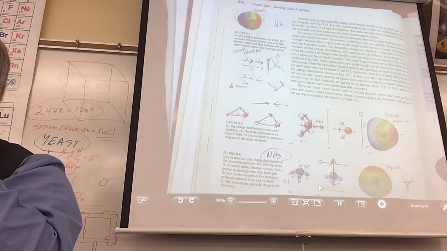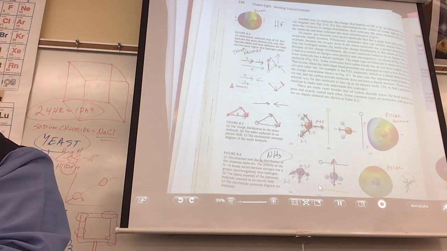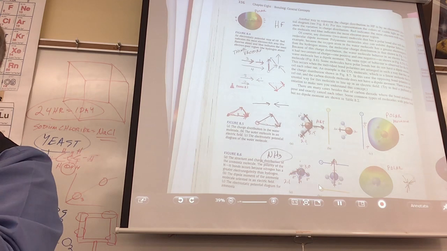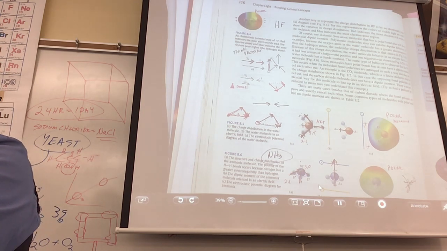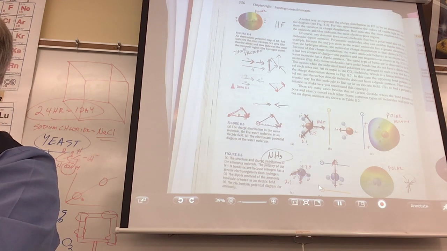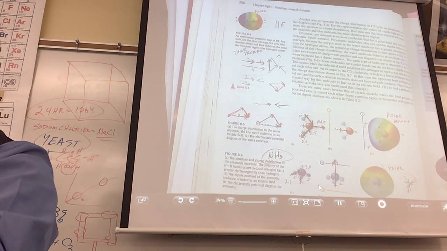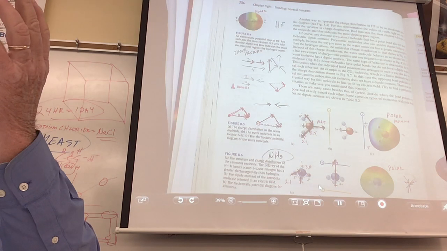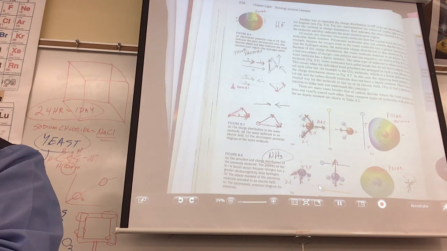Now, because there's only one bond in hydrogen fluoride, then we can also say that the entire molecule would be polar. So the bond is polar covalent. Is the molecule going to have an end of it that's plus and another end of minus? And the answer is yes, okay?